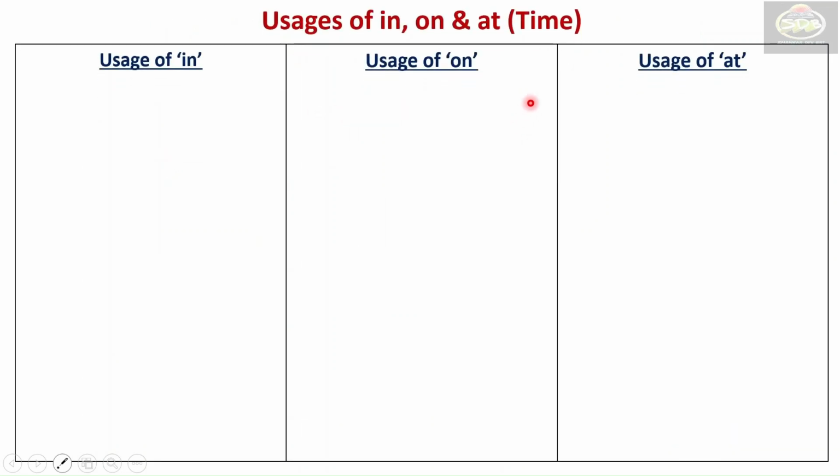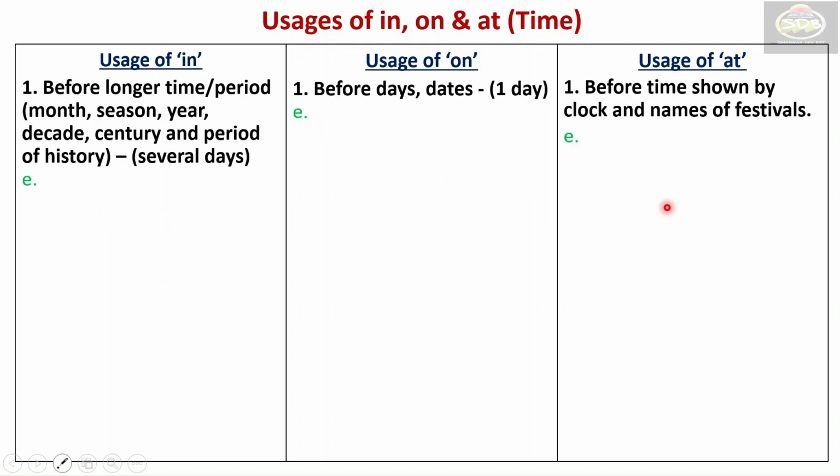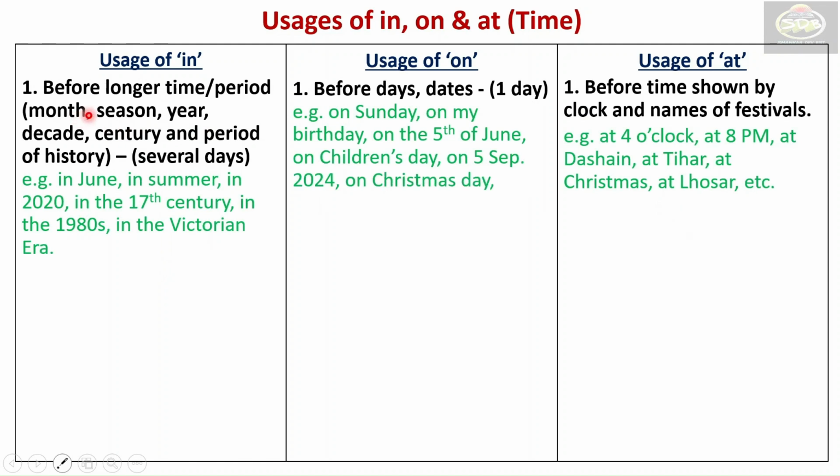First of all, we are going to learn the usages of in, on and at regarding time. Before longer time or period, lengthy period of time, such as month, season, year, decade, century, and period of history that consists of several days, in such situations, we have to use in. Example: in June, in summer, in 2020, in the 17th century, in the 1980s, in the Victorian era.